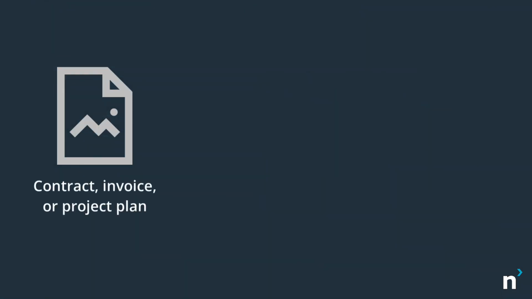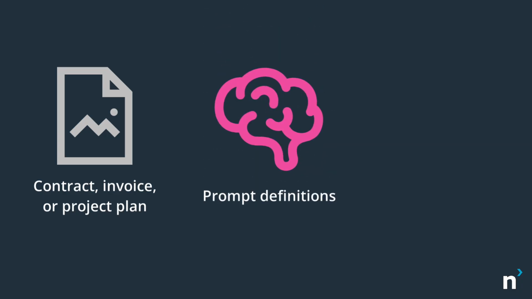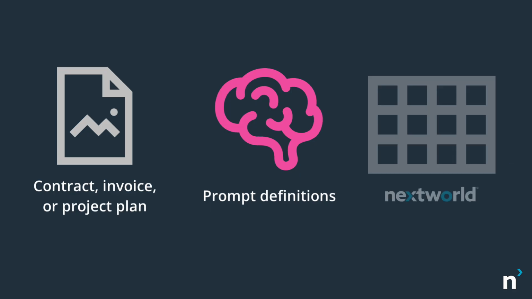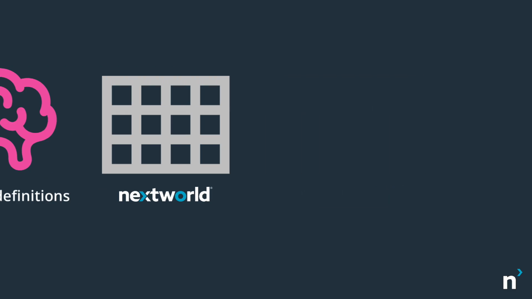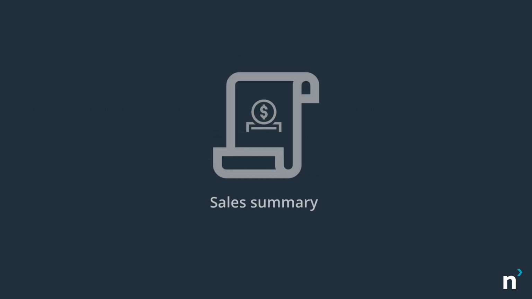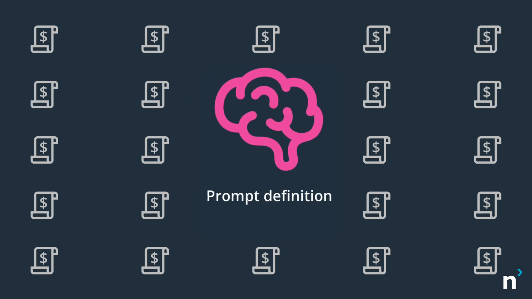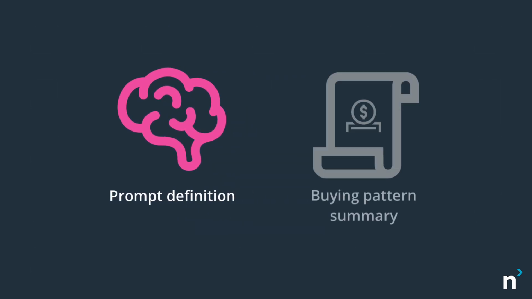For example, imagine a user uploads a document like a contract, invoice, or project plan. Prompt definitions can extract virtually any relevant information from a document, such as dates, amounts, or status values, then write those values directly into the system. Furthermore, if you want a sales summary for a customer, you could send the last 20 sales orders to a prompt definition to analyze key information and create a summary of the buying patterns.